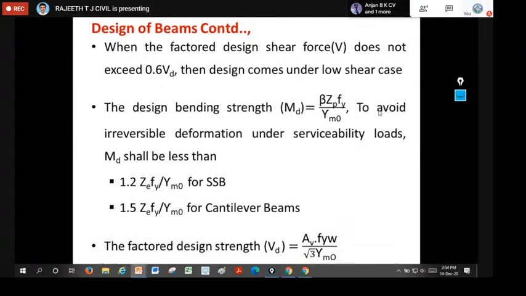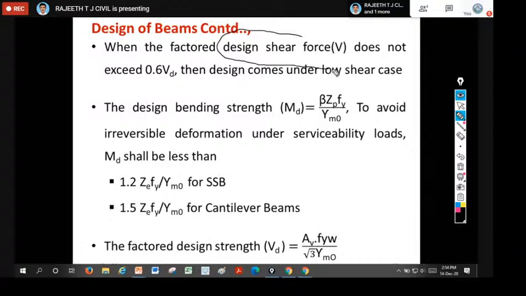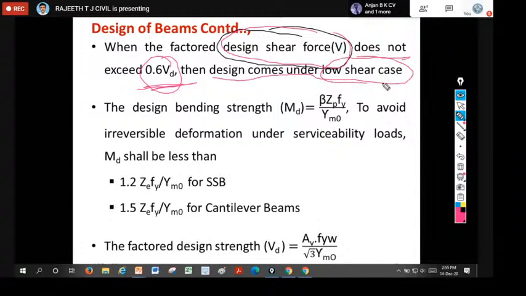Okay, so in the beam design, I'm continuing. When the factored design force, the force we get from the external load, does not exceed 0.6 times VD, or 60% of VD, where VD is nothing but the design shear strength, then we call that condition the low shear case.